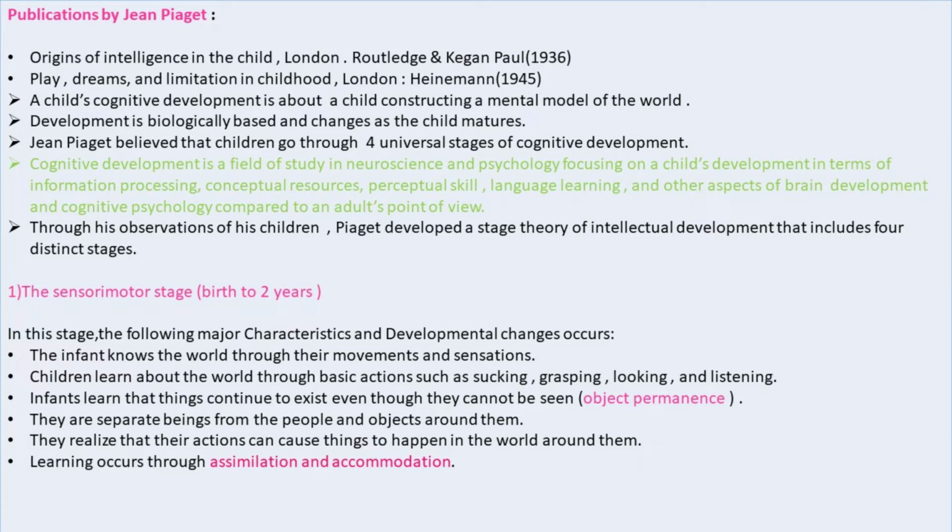Cognitive development is a field of study in neuroscience and psychology focusing on a child's development in terms of information processing, conceptual resources, perceptual skill, language learning, and other aspects of brain development and cognitive psychology compared to an adult's point of view. Through his observations of his children, Piaget developed a stage theory of intellectual development that includes four distinct stages. The first one is the sensorimotor stage, birth to 2 years.